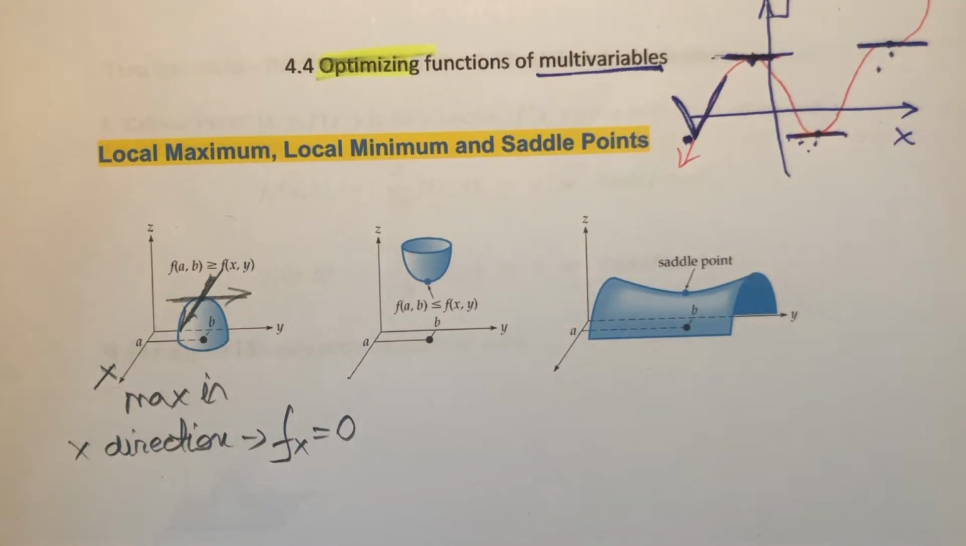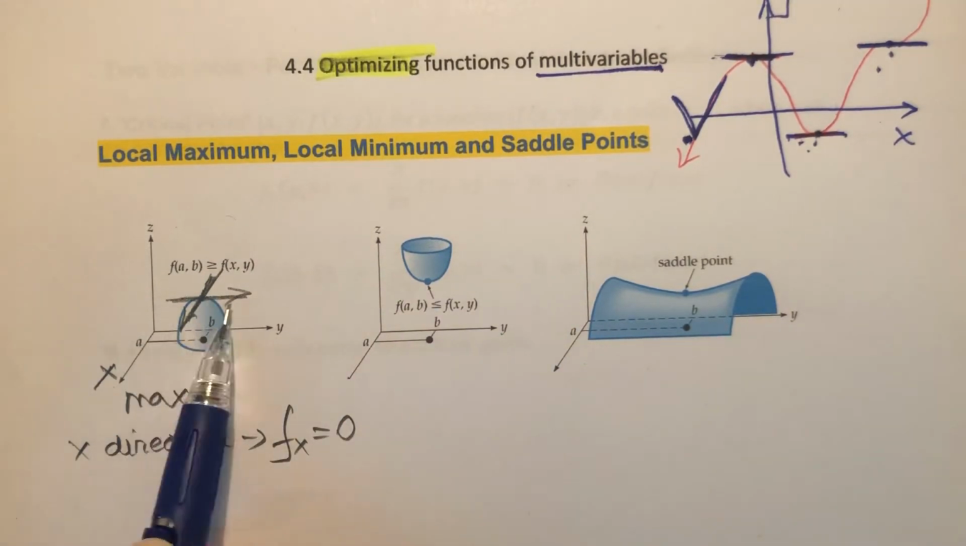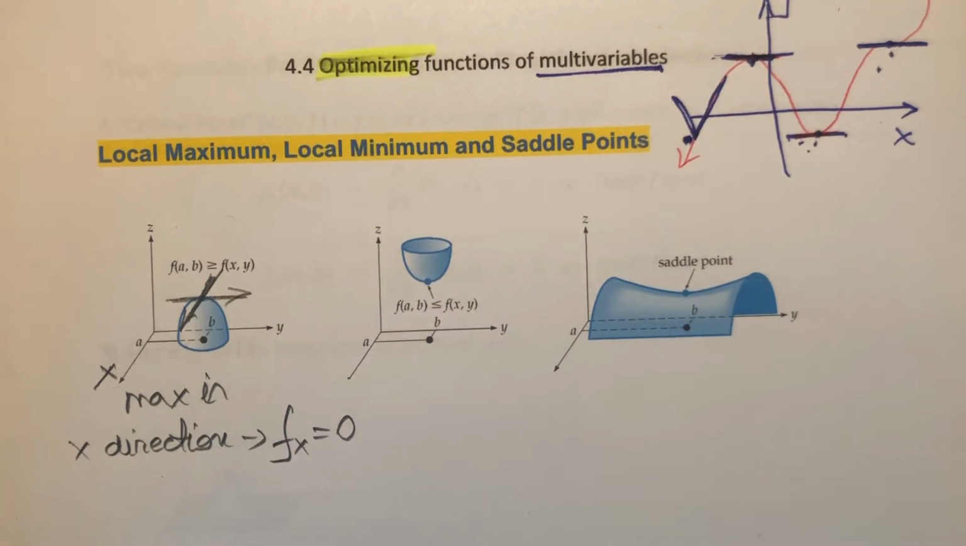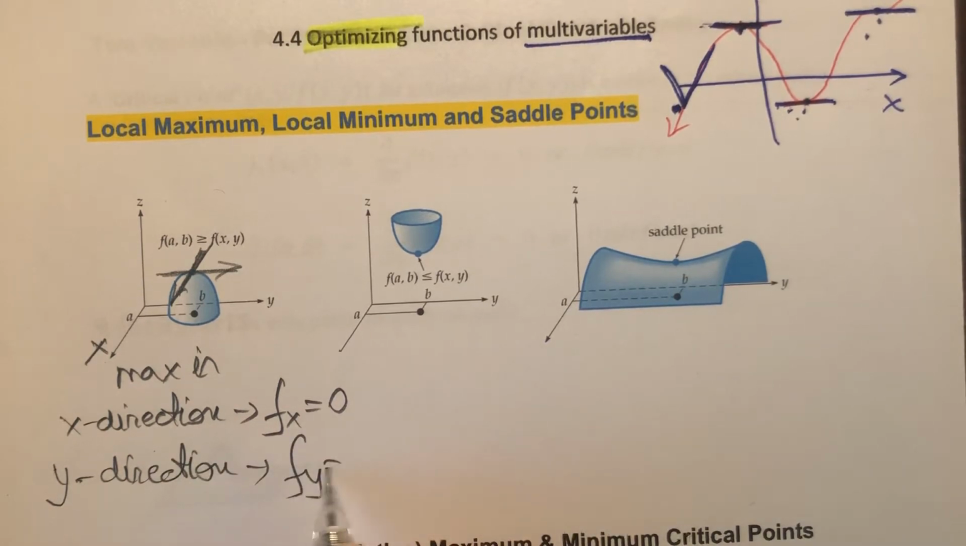So remember how when we talked about partial derivatives, we said there's a derivative in the direction x, and then there's a derivative, a change in the direction y. So we keep one variable fixed and we only let the other variable change. There's a max in the x direction. There's also a max in the y direction. So that must also mean that f_y is equal to 0. All right. Now, if you look at this picture here, same thing.